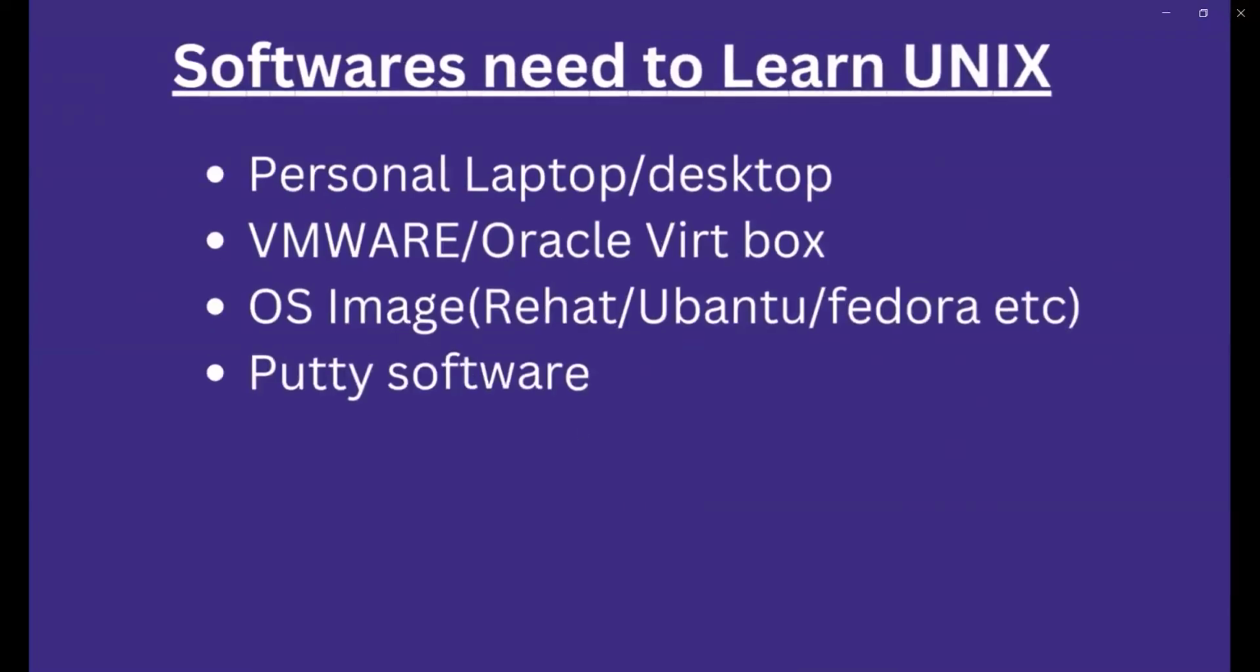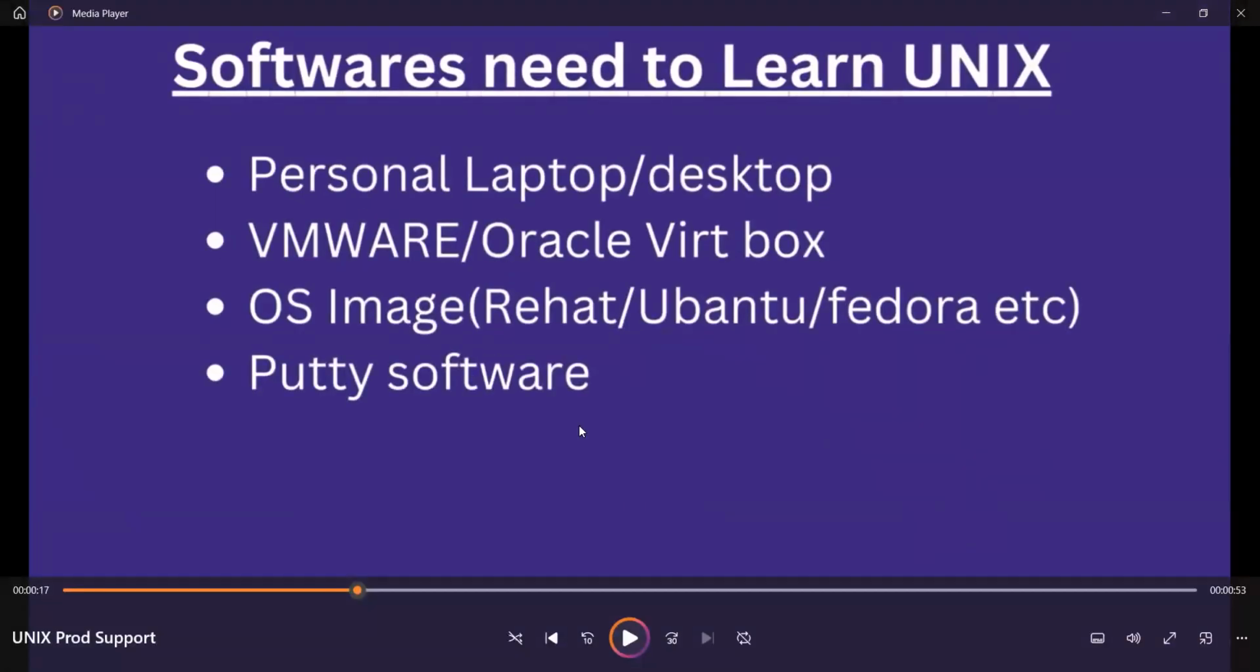Okay, so going to the next slide. What are the software we need to learn Unix production support? If you want to be in Unix production support, what exactly are the software and mechanisms you need to have? The primary thing is that you need a laptop or desktop with a minimum of 512 GB hard disk, and the core level should be i5 or 8th generation or whatever it may be. It should support the virtual environment, because everything we are going to do virtually.